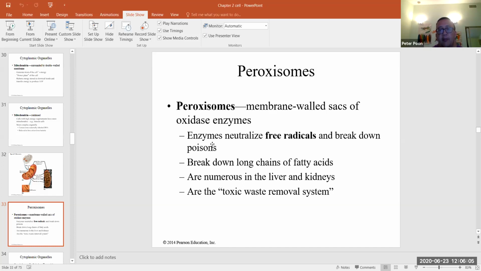Oxygen by itself tends to form things called free radicals. The free radicals cause damage, and poisons also cause free radicals, which cause damage. The peroxisomes break down the free radicals, and that's why they're called oxidase enzymes. They undo the damage caused by oxygen.